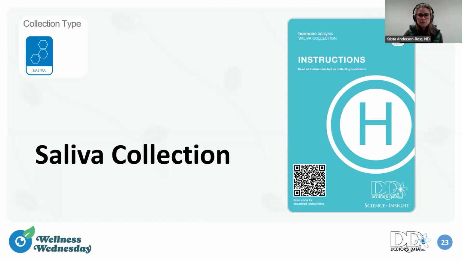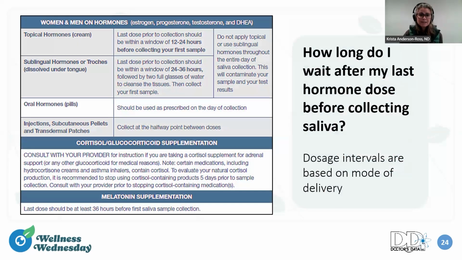So a couple more questions related to saliva collection. How long to wait after the last hormone dose before collecting saliva? This is really important, and it's one of the reasons that saliva testing is often misunderstood. It's really important that your patients understand this. If somebody's on topical hormones, it's going to be a 12 to 24 hour gap between their last use and when they start collecting samples. When they're using a sublingual hormone or a troche, we're looking for a 24 to 36 hour window.